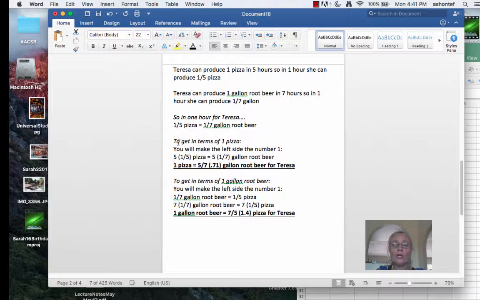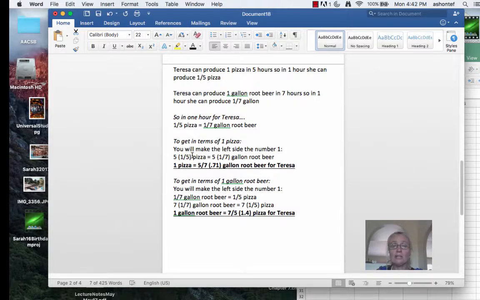So if we then wanted to get it in terms of one pizza, we do exactly what we just did for Naya. We're going to put the formula and make the pizza the number 1. So we know 1/5 of a pizza equals 1/7 of a gallon of root beer. To make this left side the number 1, we have to times that by 5. That makes that 1 pizza.